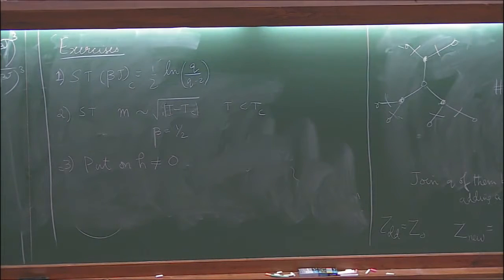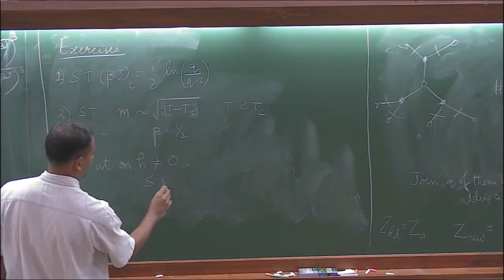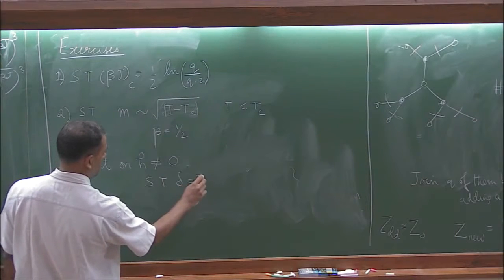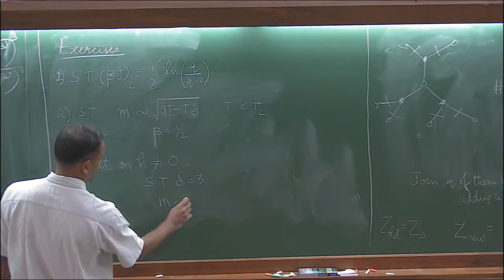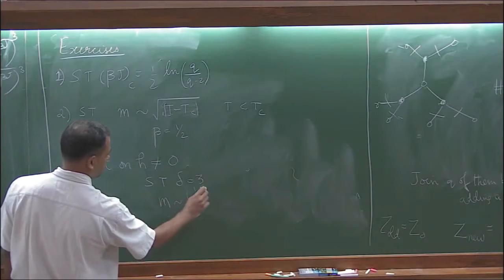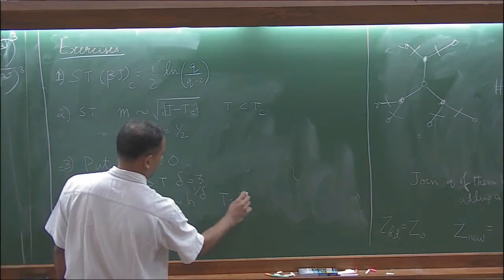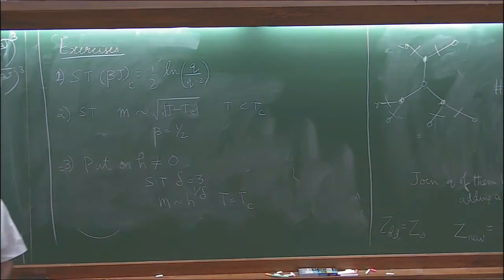And now show that delta equals 3. So how was delta defined? It was defined, M goes as H to the power. So at T equal to TC, M should go as H to 1 by delta. You should be able to show exactly that delta equals 3.